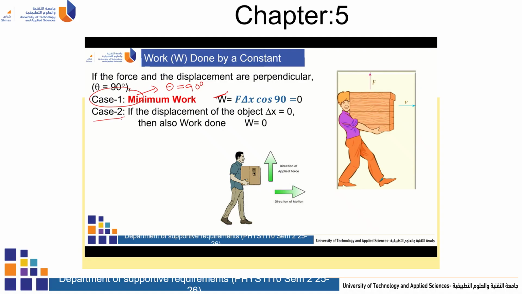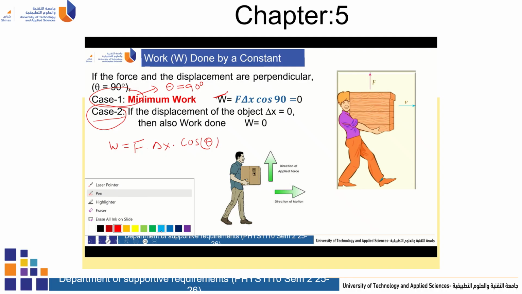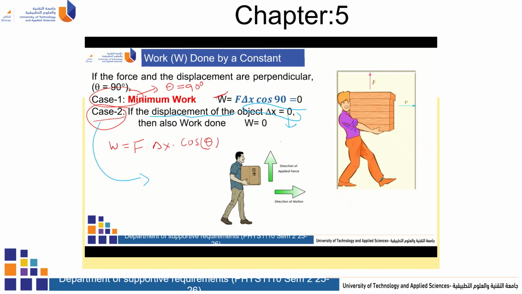And in case number two, this is the formula for the work. W equals force multiplied by the displacement and by cosine theta. This is the normal formula for the work. Now in case number two, they are saying the object is not moving. The displacement of the object is 0.